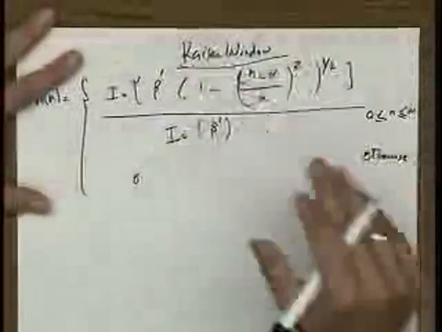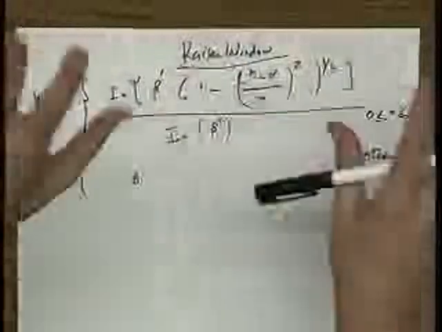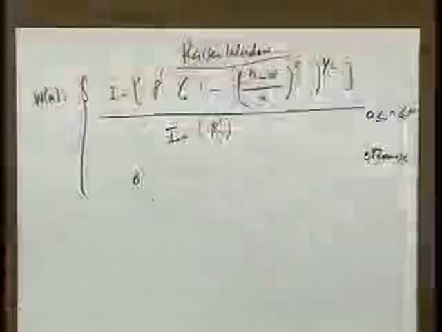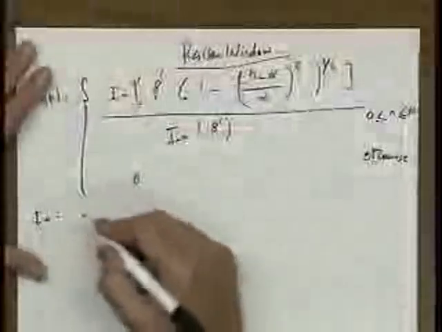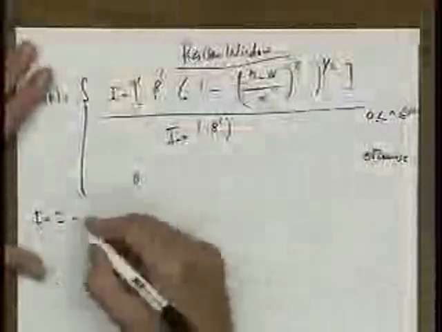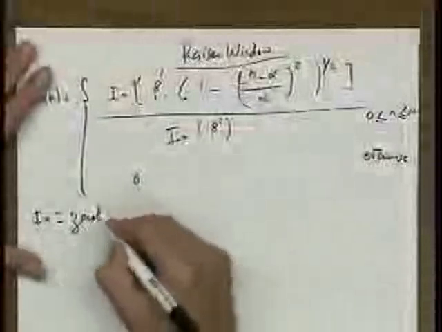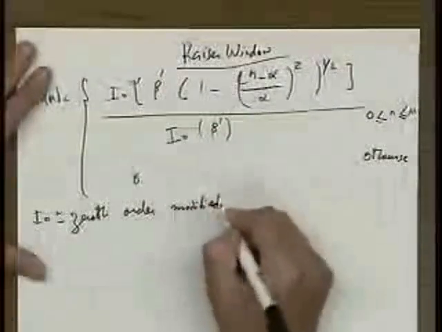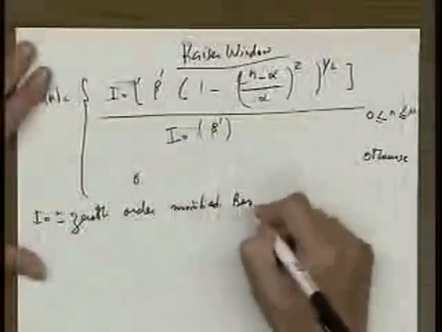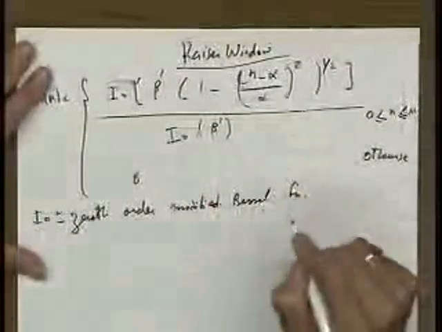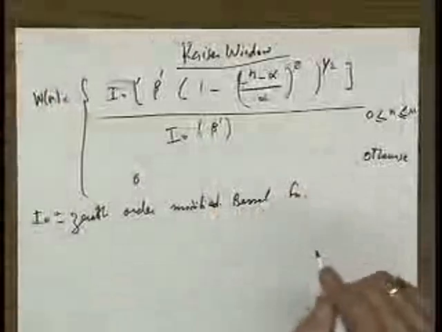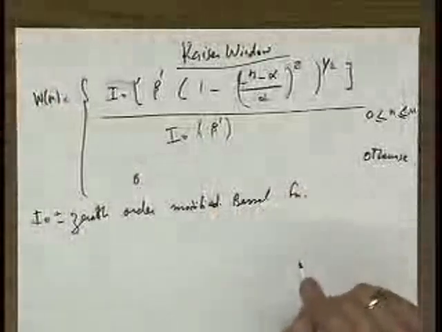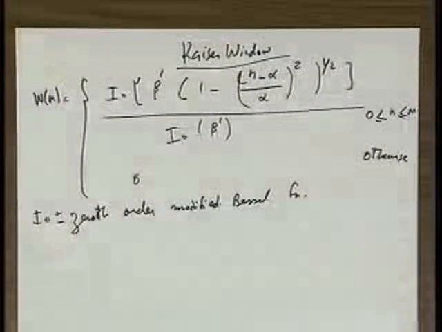And so you're going to quickly ask me, what are these I naughts and betas and beta primes and stuff like that? Well, I naught is just a 0th order modified Bessel function. And you still might say, well, what's that? Well, there's two different ways of arriving at Bessel functions. Can anybody say what those two ways are? Has anybody seen Bessel functions before?